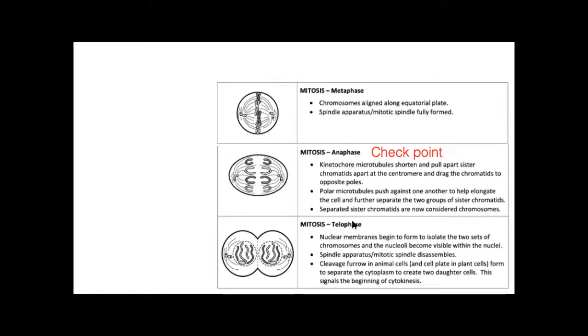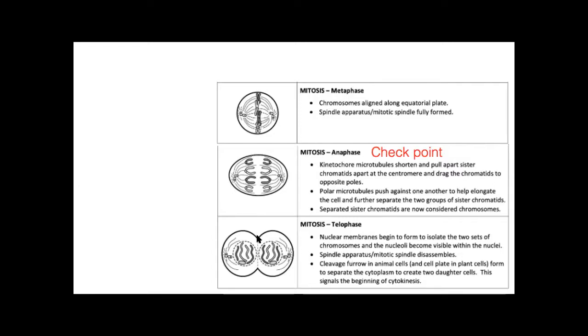Telophase is basically the opposite of prophase. So in prophase, the nuclear envelope disappeared. In telophase, you're going to reform the nuclear envelope. In prophase, the chromatin became condensed chromatids. In telophase, the condensed chromatids are going to become uncondensed chromatin. Okay, so basically, telophase undoes everything that happened during prophase.